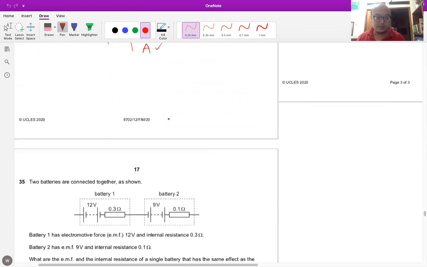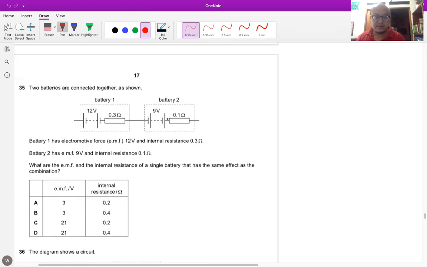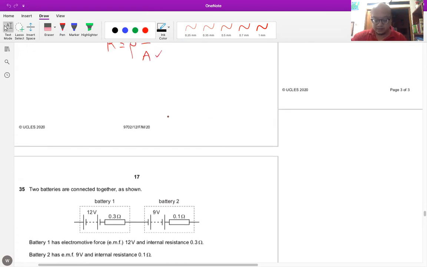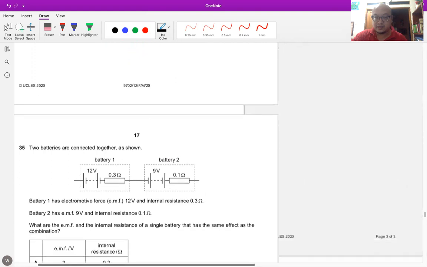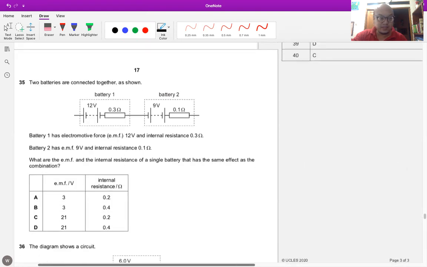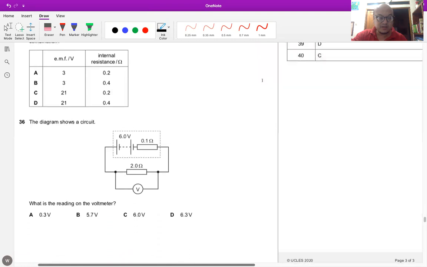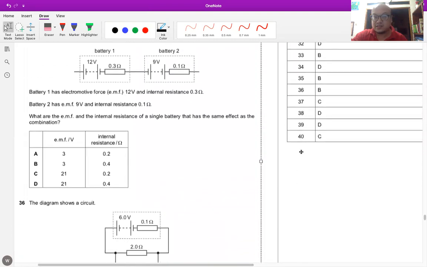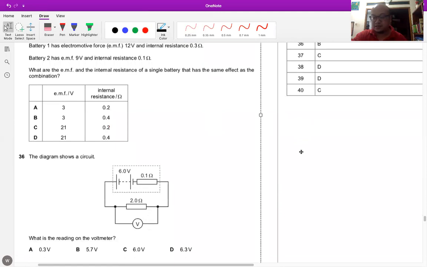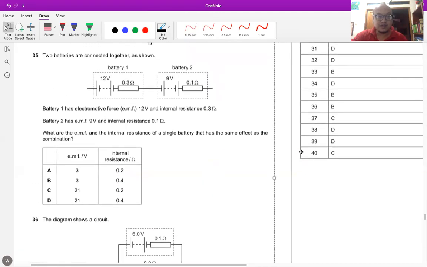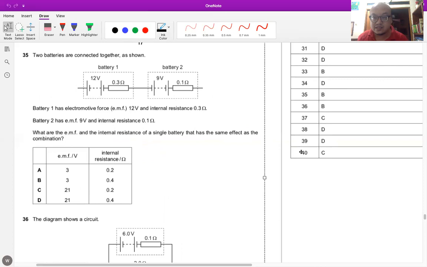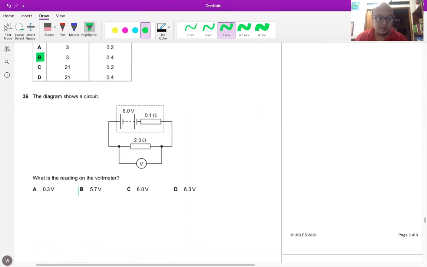So continue again, number 35. I will scroll down again to the answer key, 35 and 36 in this page. 35 and 36 are B and B. So I highlight 35 and 36, B, and this is also B.